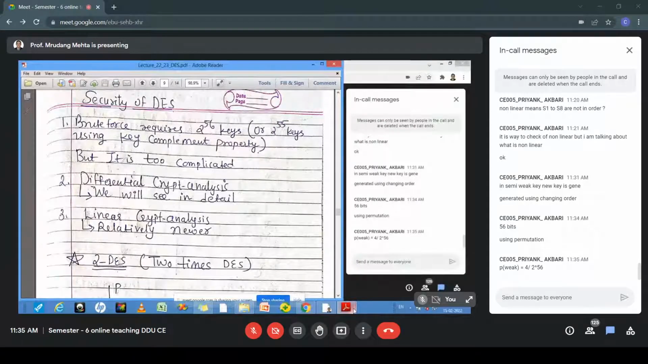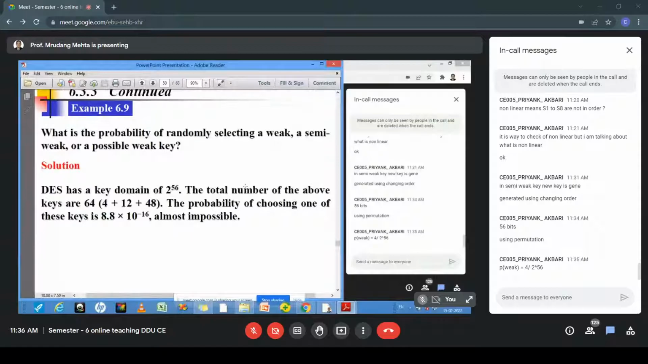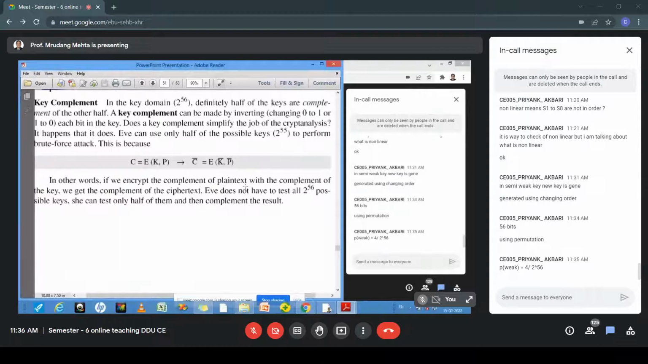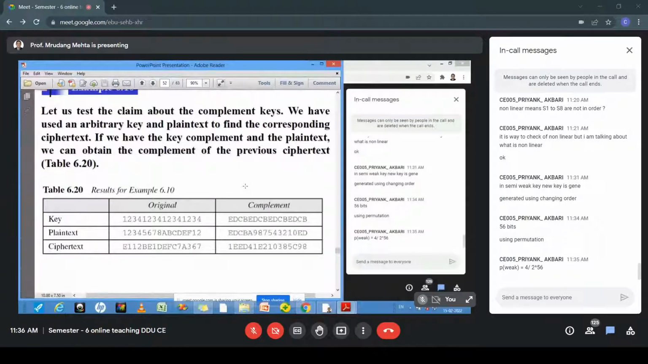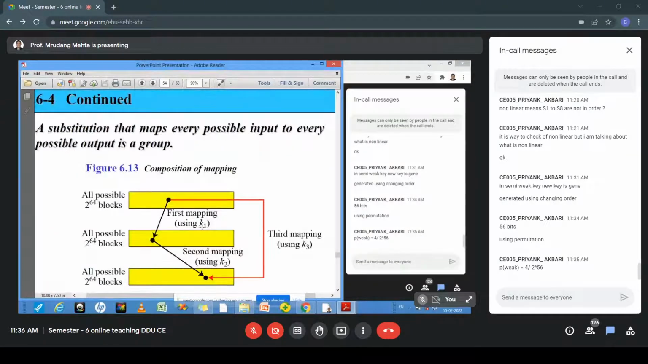Security, okay, let me go back to this slide. So this is discussed. This example is discussed. Key complement is discussed just now. Let us test the claim about the complement keys. So we have used an arbitrary key and found the corresponding ciphertext. So the original key and its complement, the plaintext and its complement, and the ciphertext and its complement. So this is discussed.